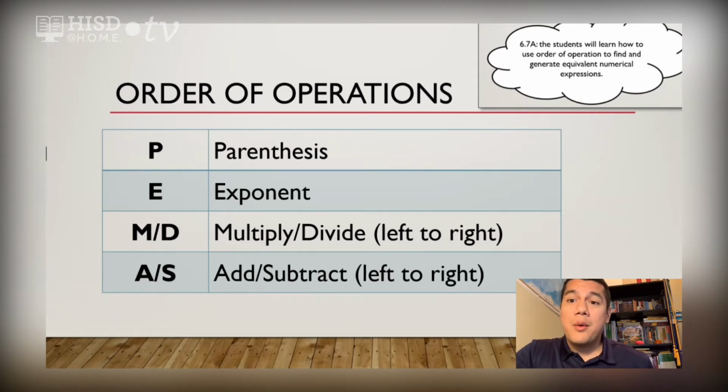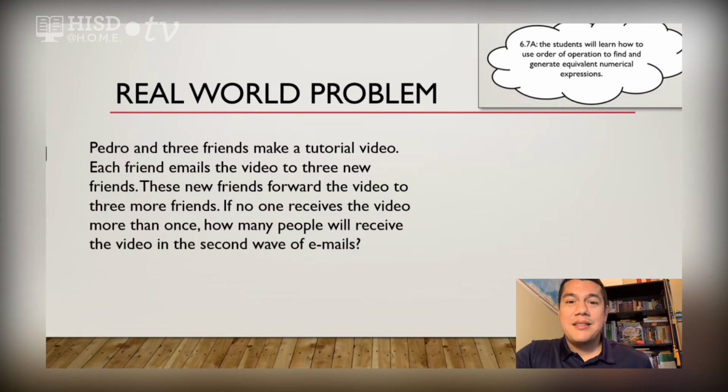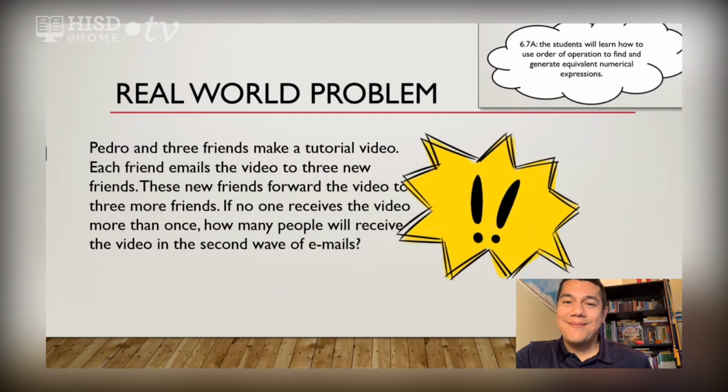Now let's go to a real world problem so we can use PEMDAS to solve this riddle. It says, Pedro and 3 friends make a tutorial video. Each friend emails the video to 3 new friends. These new friends forward the video to 3 more friends. If no one received the video more than once, how many people will receive the video in the second wave of emails? Let's get started.